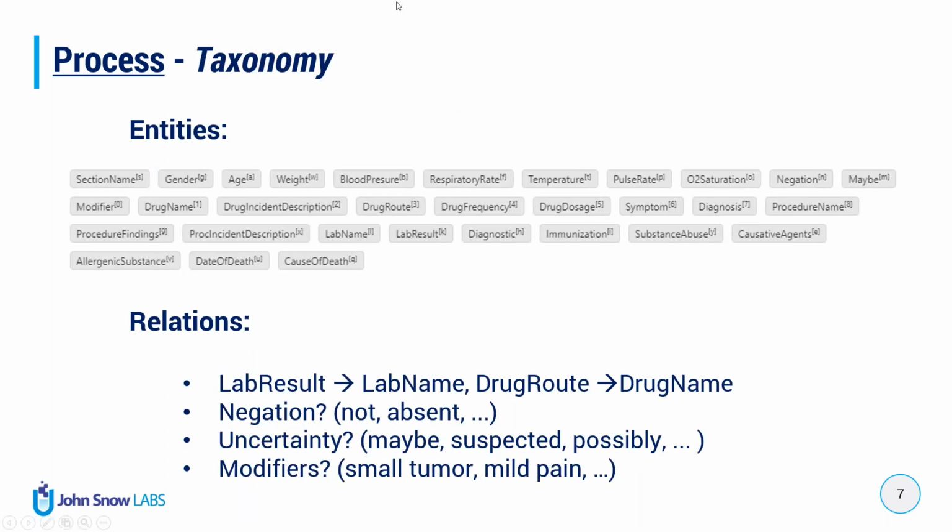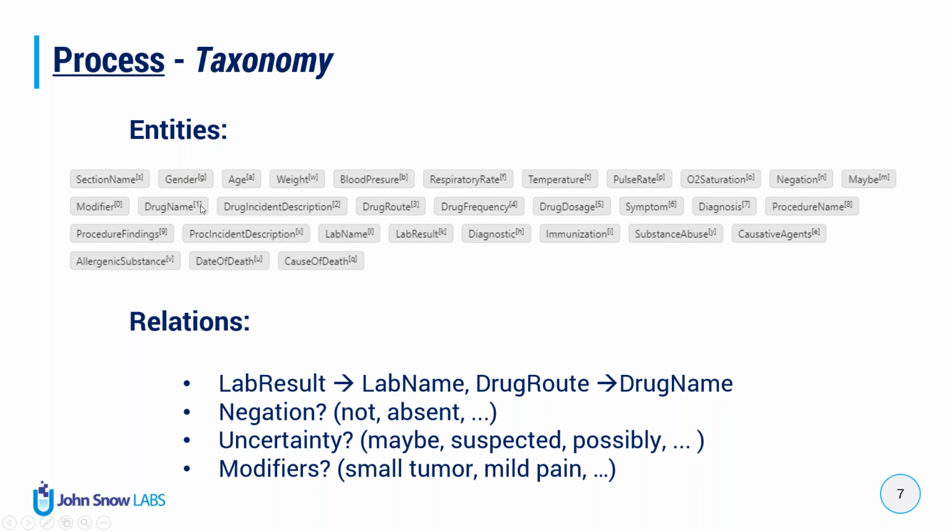So first of all, we have the taxonomy. So the taxonomy consists of two main elements, the entities and their relations. So the entities, as I said before, are defined together with the customer, and they just consist of a list of entities, right? A list of entities such as, let's see, demographic information, vital signs, symptoms, diagnosis, drugs, procedure name, lab results, and so on. Then another step is to define the relations.